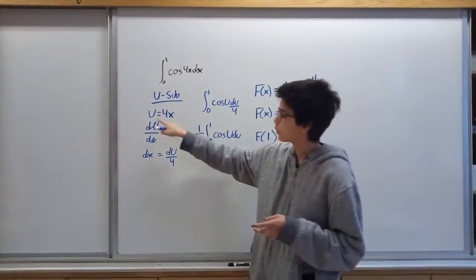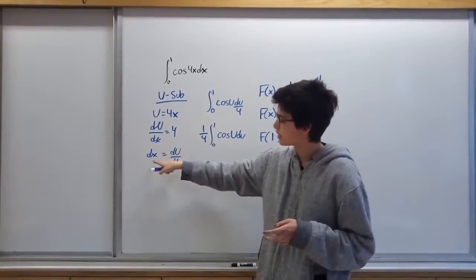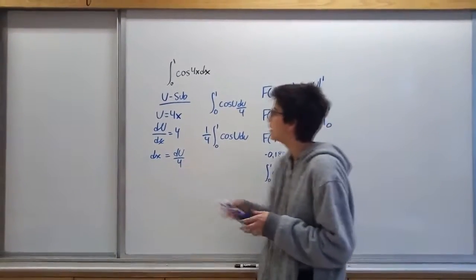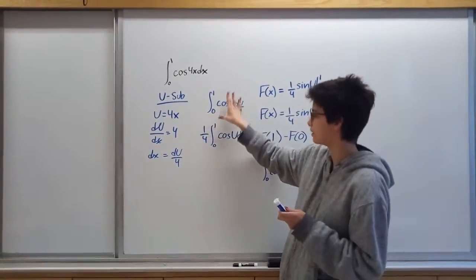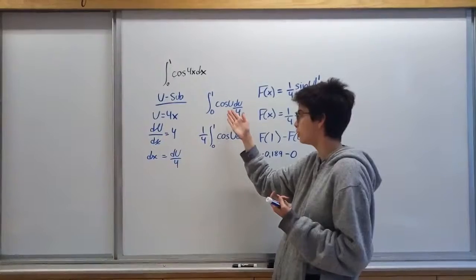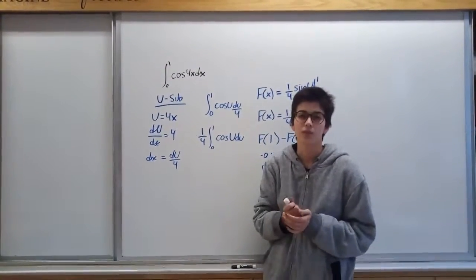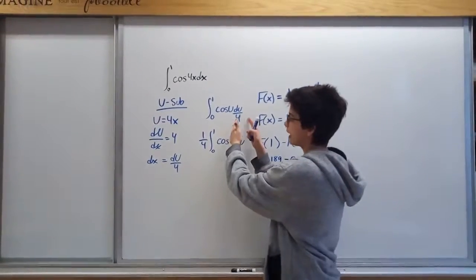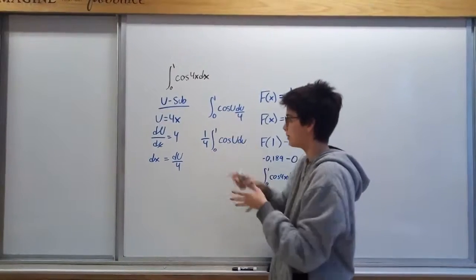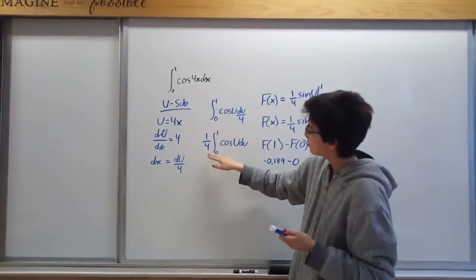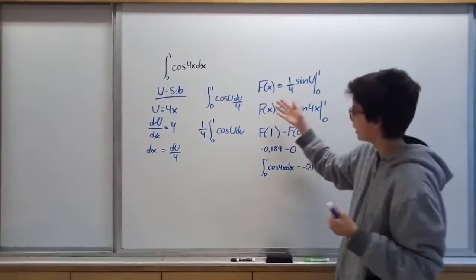We have u sub, where u is equal to 4x, du/dx is 4, and then dx is du over 4. We can plug in u instead of 4x, so we get the integral from 0 to 1 of cos u, and we replace dx with du over 4. Now I showed you how to do the properties of integration, where I can just take this 1/4 out, because we're multiplying the whole thing by 1/4 technically. So we have 1/4, bounded 0 to 1, cos u du.